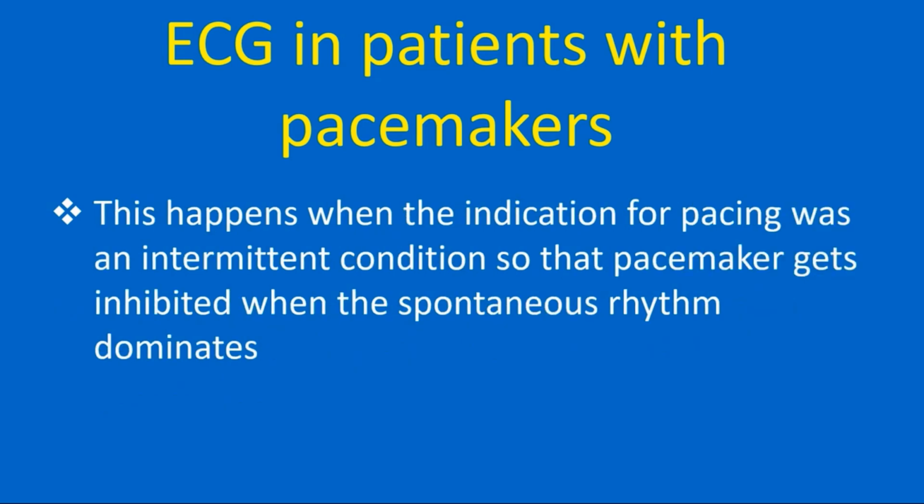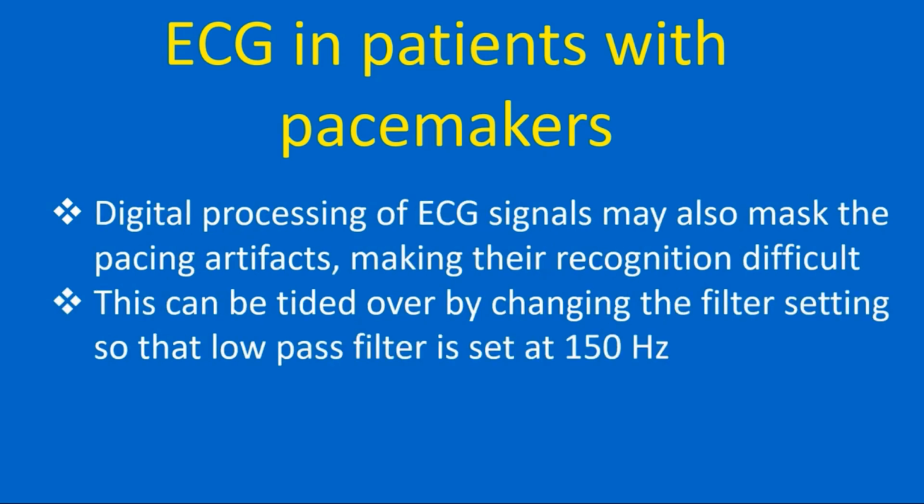This happens when the indication for pacing was an intermittent condition, so that the pacemaker gets inhibited when the spontaneous rhythm dominates. Digital processing of ECG signals may also mask the pacing artifacts, making their recognition difficult. This can be tided over by changing the filter setting so that the low-pass filter is set at 150 Hz.